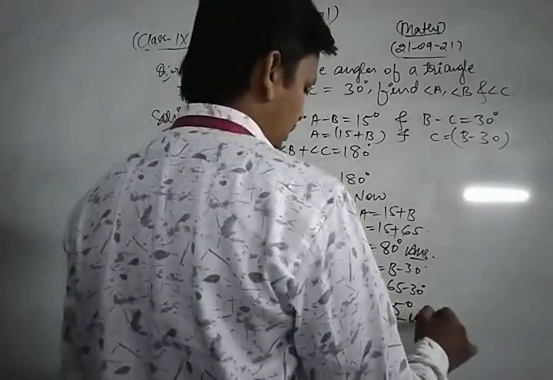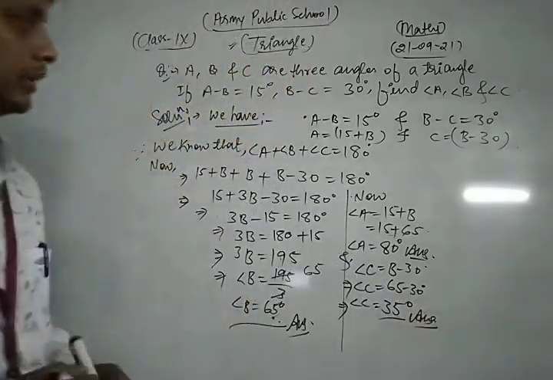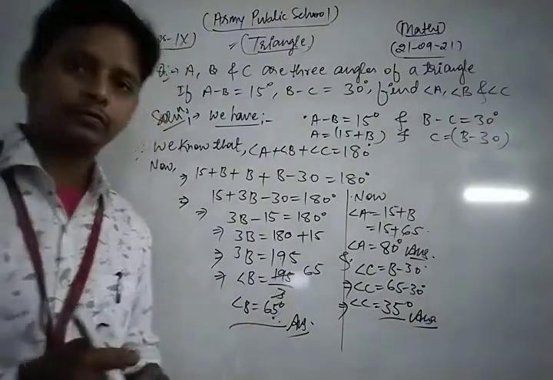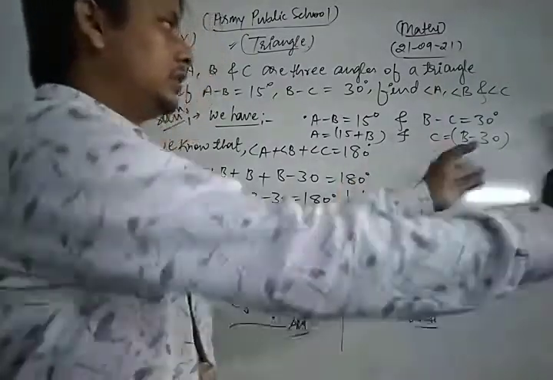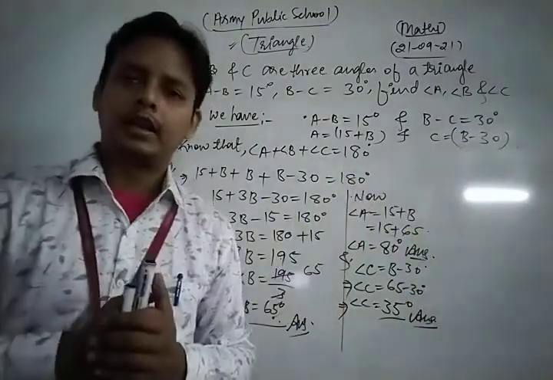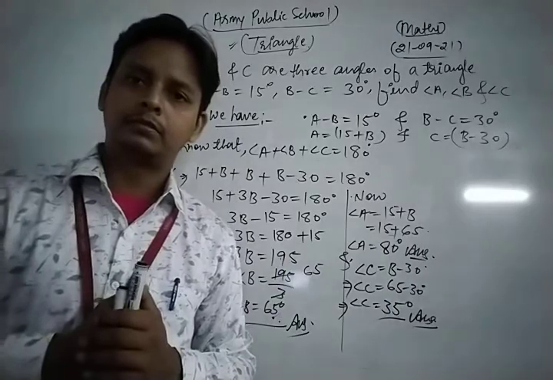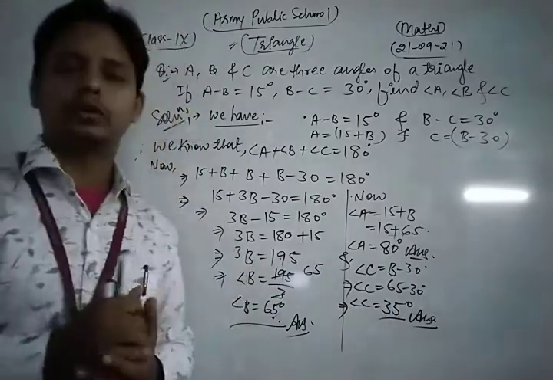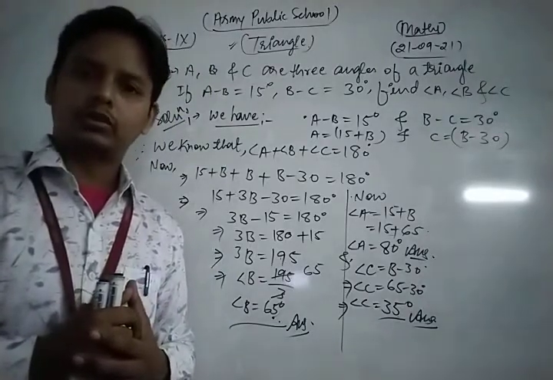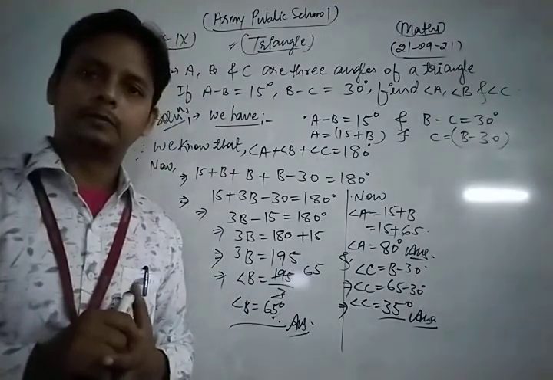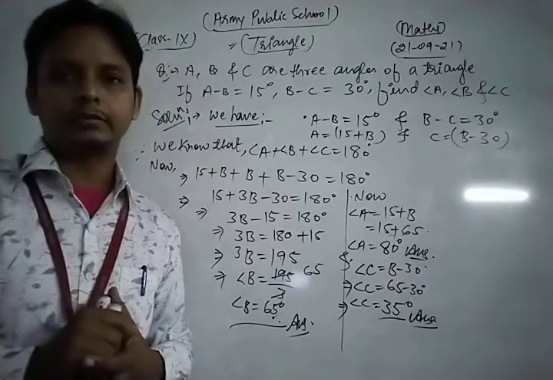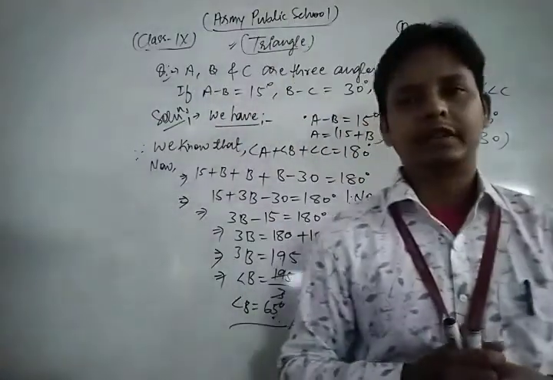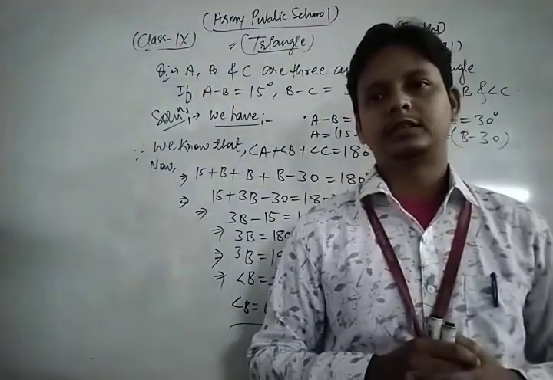35. So in this way, dear friends, we find all three angles of a triangle by using the concept of the angle sum property of the triangle. This is one of the most important properties, dear students, of your syllabus. So please do more and more practice of that type of questions, and after that you can solve each and every question of your NCERT exercise based on this topic.